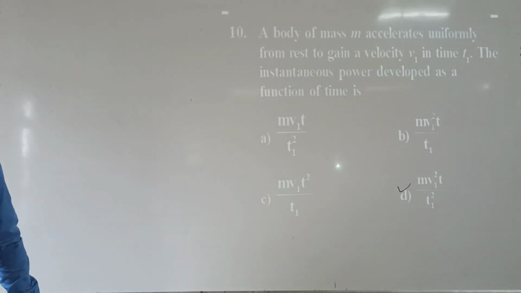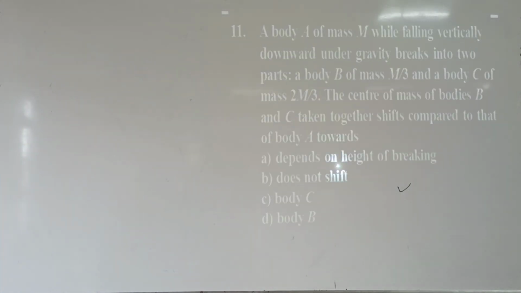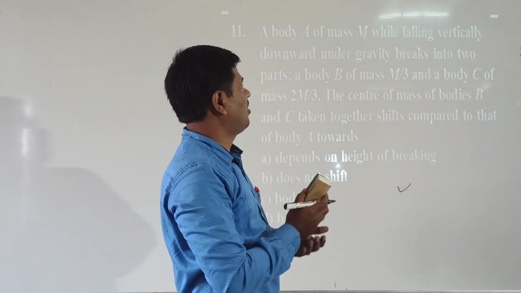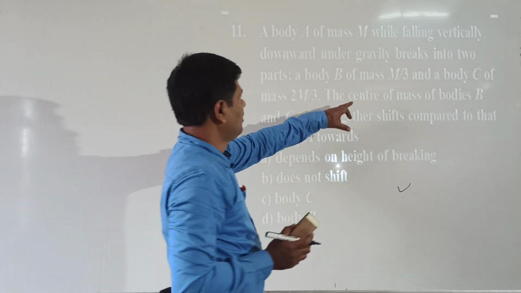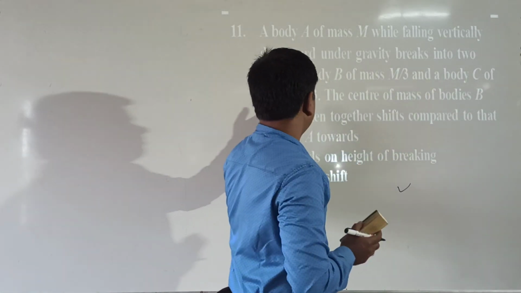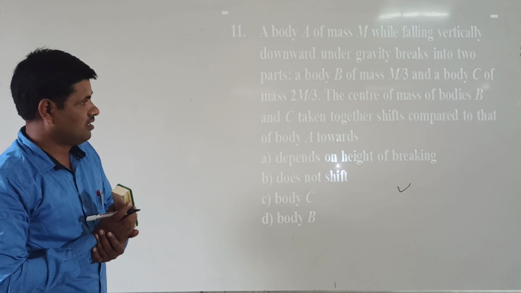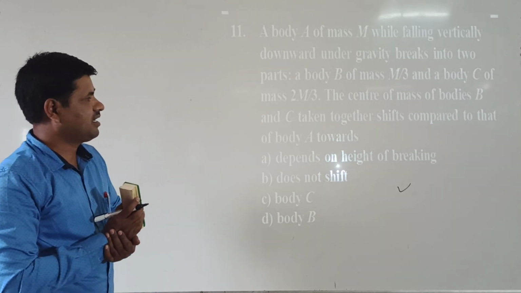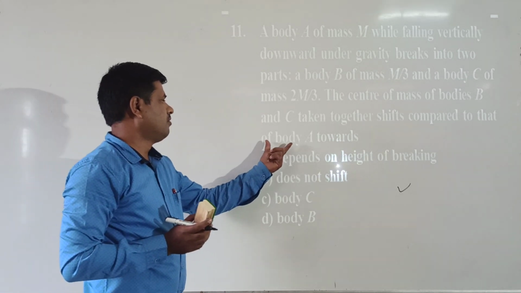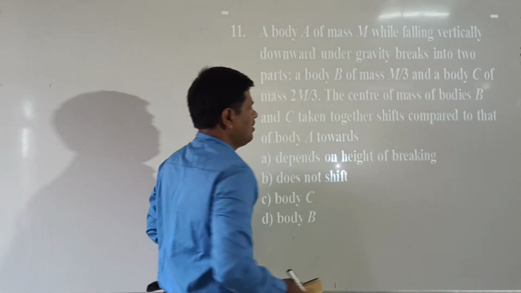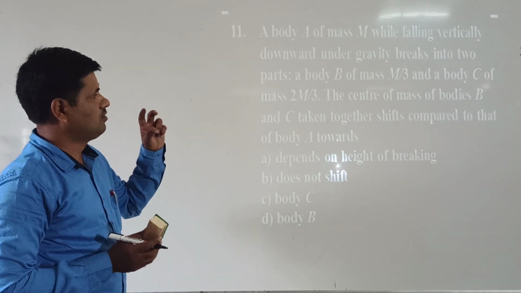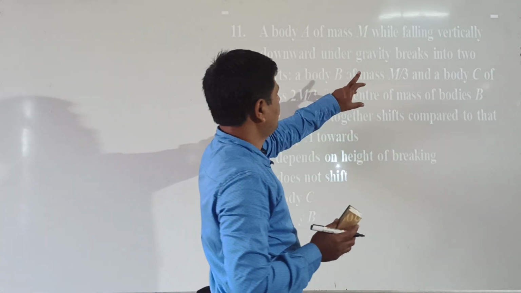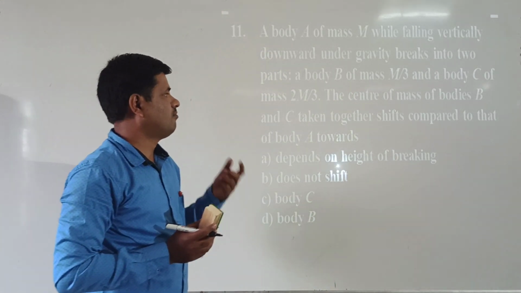Next we come to the 11th question. A body of mass m, while falling vertically downward under gravity, breaks into two pieces. One is piece B, another is piece C. Their masses are m by 3 and 2m by 3. The center of mass of B and C taken together shifts compared to the body A towards what? What is the meaning of this? When the body is falling, it divides into two parts, one having mass m by 3 and the other 2m by 3.